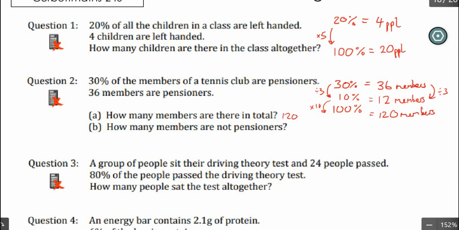How many members are not pensioners? Well, if 36 are pensioners, I could just take that away from 120 and get 84. Okay, or the other way I could do it is to do 70% of that, so times that by 0.7.